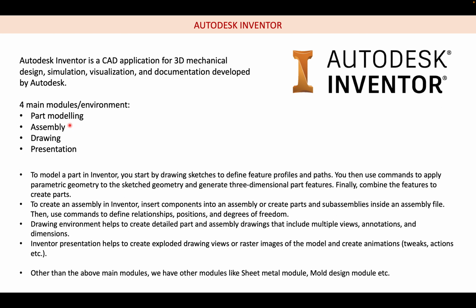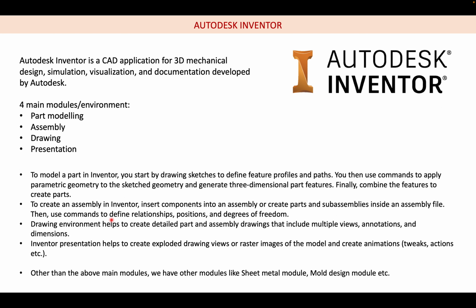So the first step is we have to model the parts. To model the parts, we start by drawing the sketches to define feature profiles and paths. We then use commands to apply parametric geometry to the sketched geometry and generate the 3-dimensional part features. Then finally we combine many features to create parts. After we create the parts, we have to insert the parts into an assembly and create an assembly file. And then we need to use commands to define the relationships, positions and degrees of freedom.